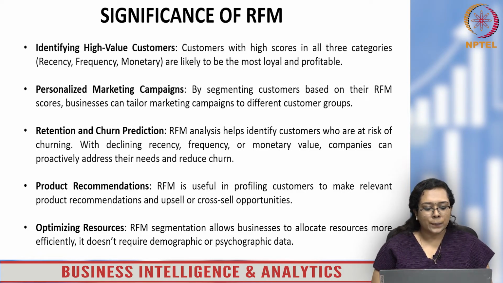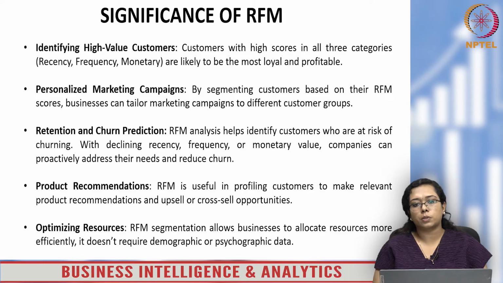The fourth point is product recommendations. As I already told, the recommendation systems modeled by various businesses work on RFM values. So high RFM value customers are given more attractive offers while recommending products. They are given more preference during some sale or offers that are going on. So they are given relevant product recommendations and upsell or cross-sell opportunities.